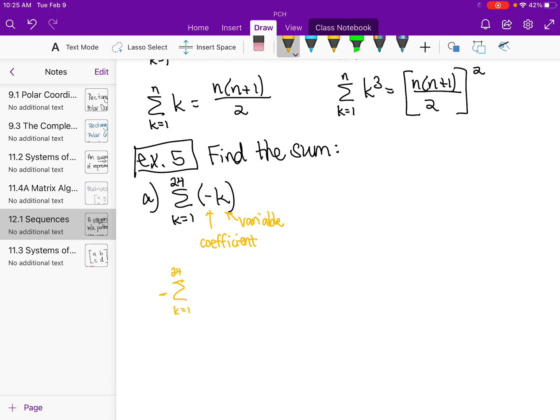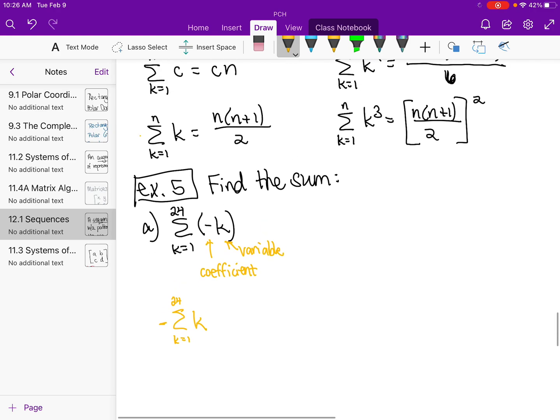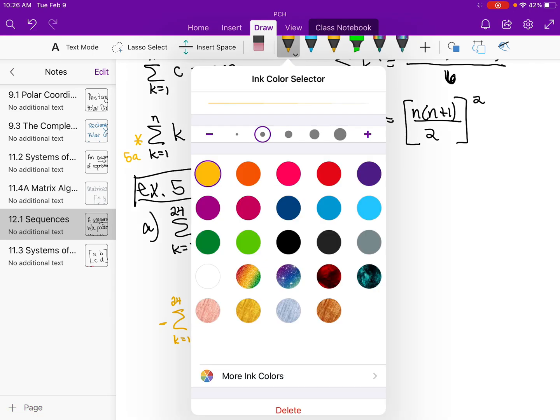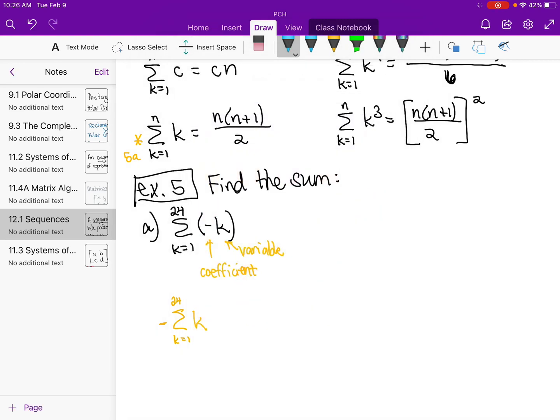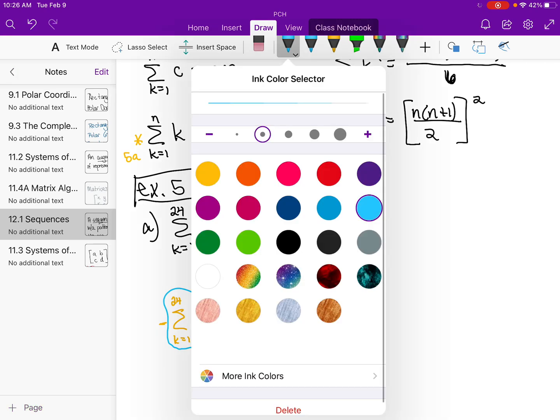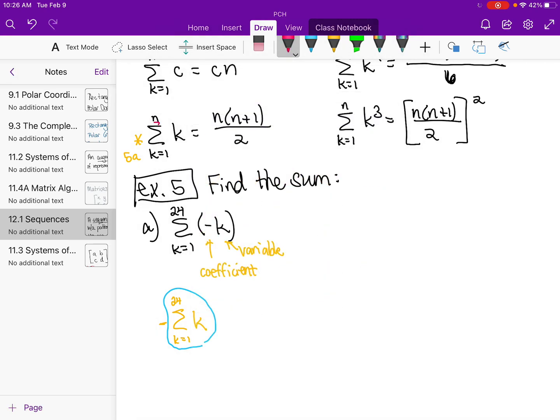So I'm going to pull that -1 out in front, and then I've got that. Well, now I just have the sum of k. Oh, look at that. That's the formula for the sum of k. So I'm going to use that formula to replace this right here, noticing that n is 24 in my problem.